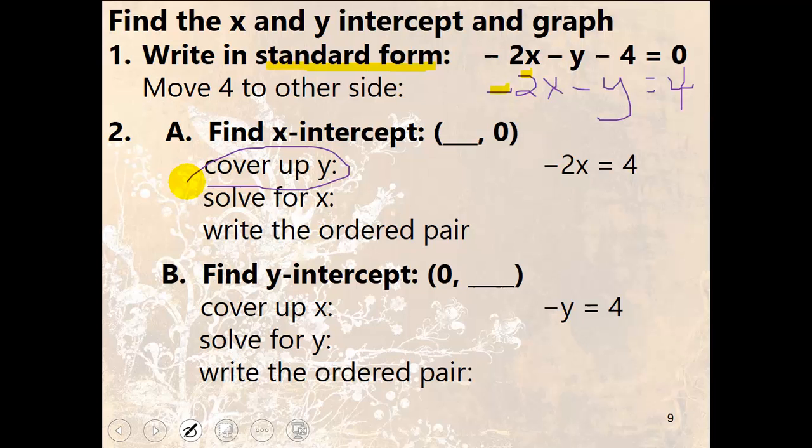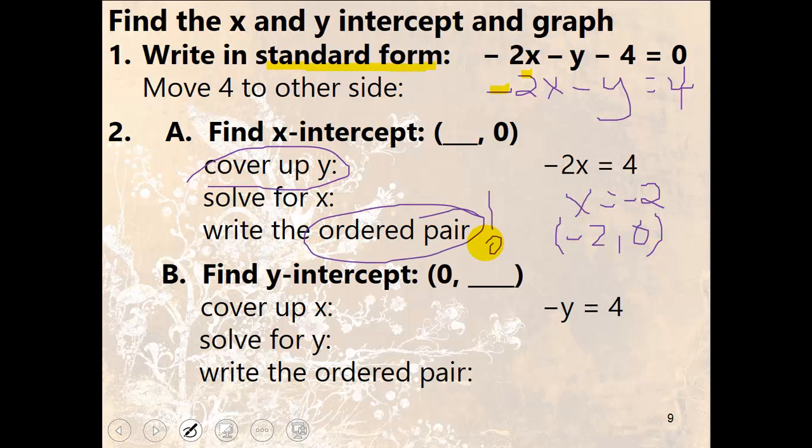Put 0 in for y, that's like covering up y. Just pretend it's not there. Negative 2x is equal to 4, x is equal to negative 2, so then we have the ordered pair negative 2, comma 0. Always write it as an ordered pair. That is my expectation. Do not say the x-intercept is negative 2. No, it is not. It lies on the line x equals negative 2, but the x-intercept is negative 2, comma 0.